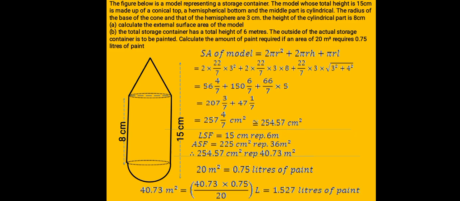The figure below is a model representing a storage container. The model, whose total height is 15 centimeter, is made up of a conical top, a hemispherical bottom, and a middle part which is cylindrical. The radius of the base of the cone and that of the hemispherical part are 3 centimeter. The height of the cylindrical part is 8 centimeter. Therefore, calculate the external surface area of the model. That's A, being the total storage container.